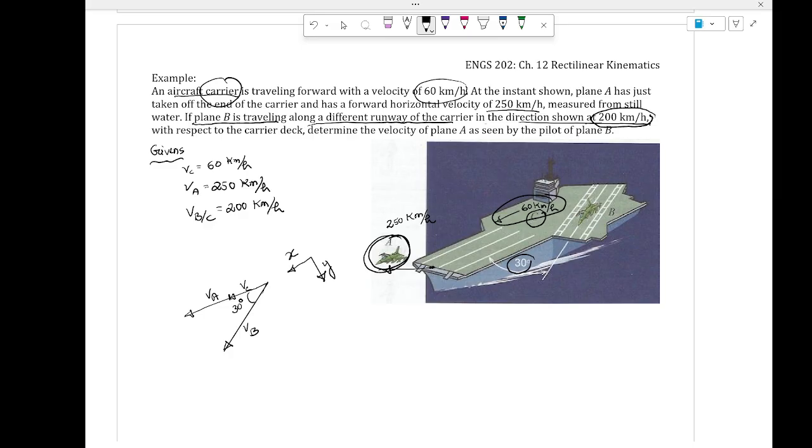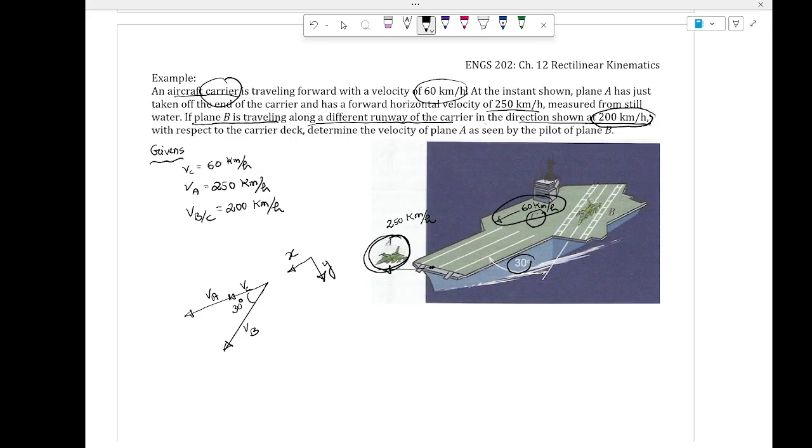When the plane B is still on the runway, it has the relative velocity because VC, or the carrier, does have 60 kilometer per hour. It makes sense? So the velocity that you're seeing is the relative velocity. Okay. So that's why I wrote here VB/C, the velocity of B with respect to C. V is the second plane, right? Or second aircraft. So velocity of B with respect to C is 200 because that's what in the question they gave you, right?